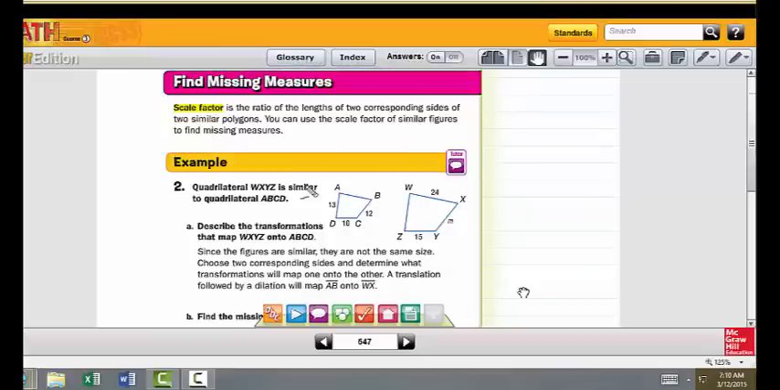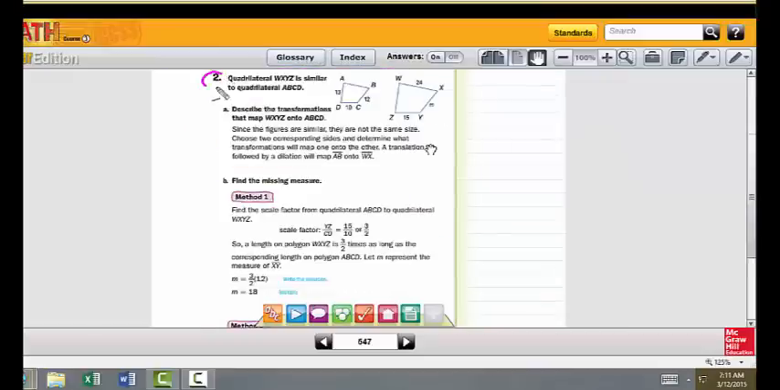Okay, let's take a look at what that is going to look like. Problem number 2. Quadrilateral WXYZ is similar to quadrilateral ABCD. So here's our two quadrilaterals. Describe the transformations that map WXYZ, in other words, the larger, onto ABCD, the smaller.